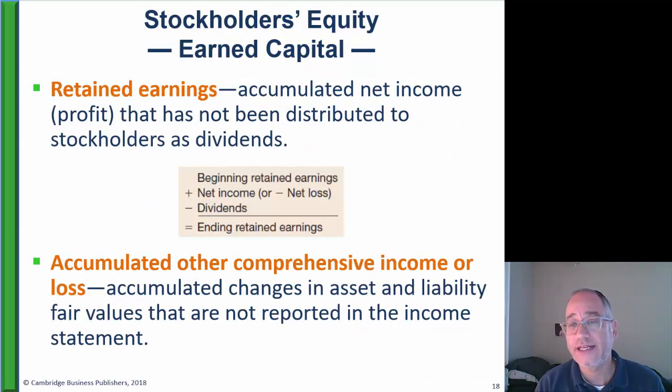Retained earnings is, again, net income that was not distributed as dividends. So you'd have beginning retained earnings plus net income minus dividends equals ending retained earnings.